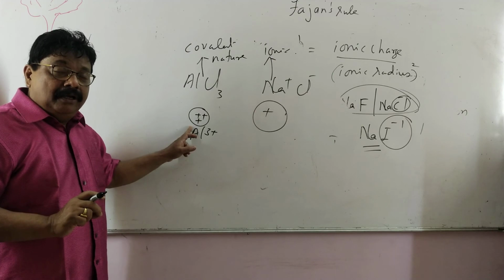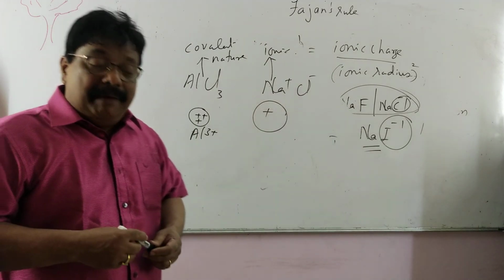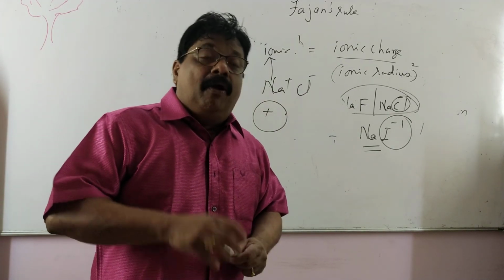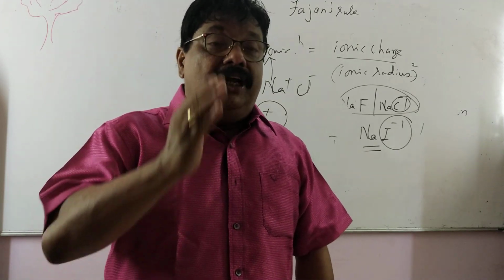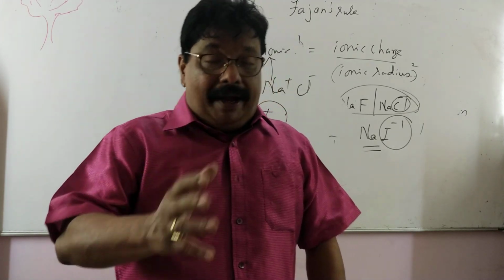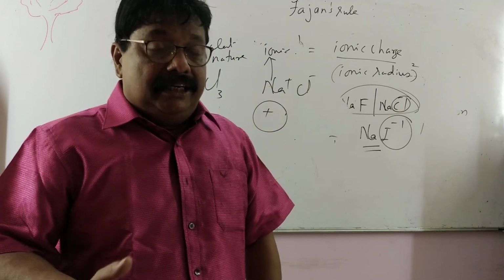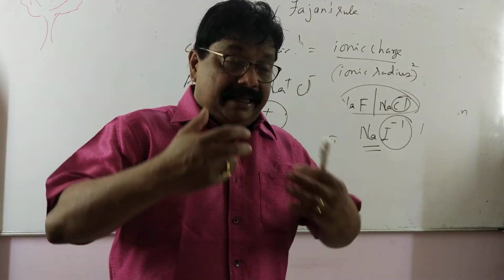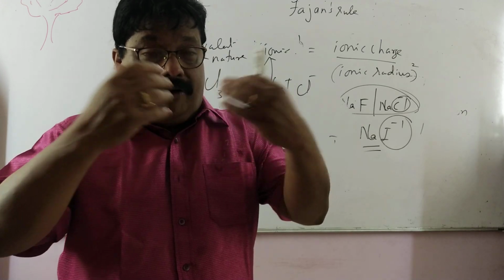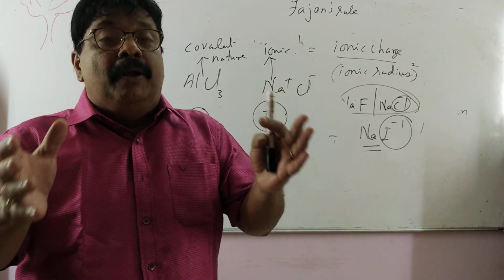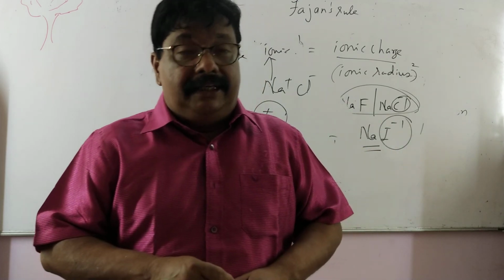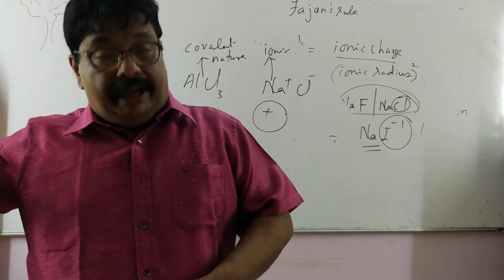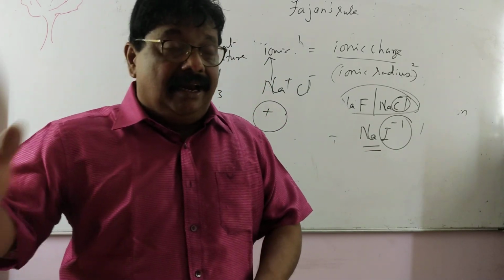So Fajans rule is basically to explain why some electrovalent compounds develop partial covalent character, why they are poor conductors of electricity, and why their melting point and boiling point are less as compared to a very good ionic compound like NaCl, KCl, etc.